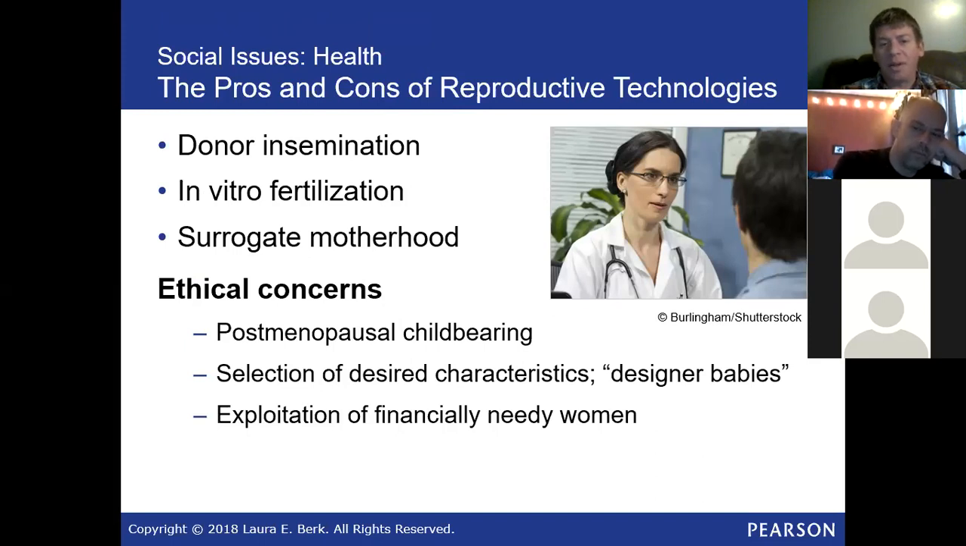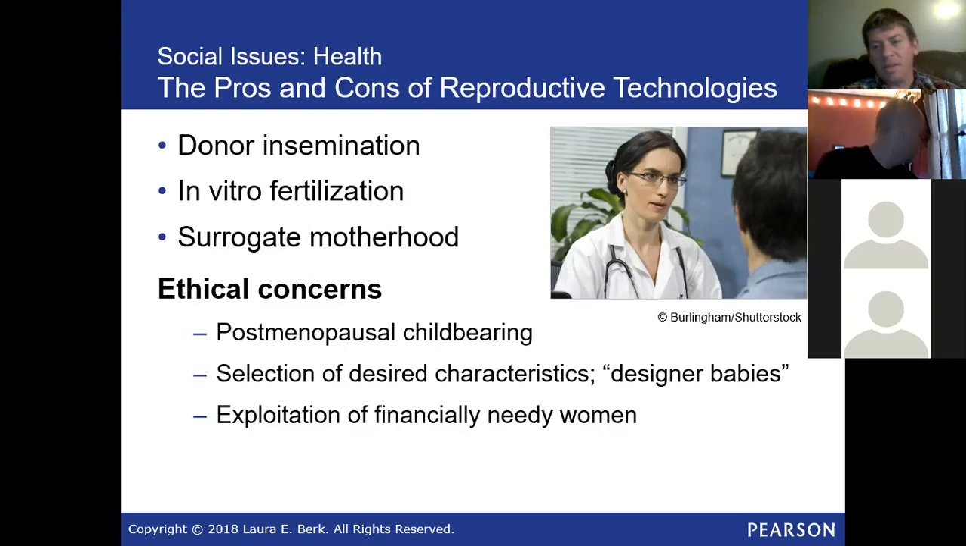What are some ethical concerns? Well, postmenopausal childbearing is an issue, because if you're trying to have a baby after you've hit menopause, that means your body's no longer set up for it. You could get a donor egg and have yourself in vitro fertilized and have the zygote, or the germ cells, implanted into your uterine wall, but your body doesn't operate the same.